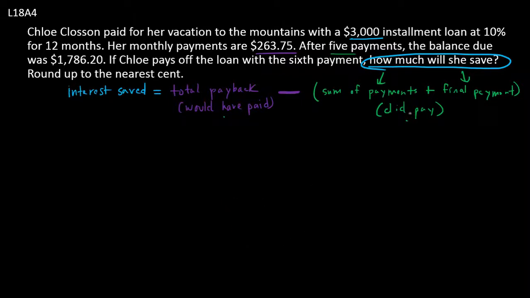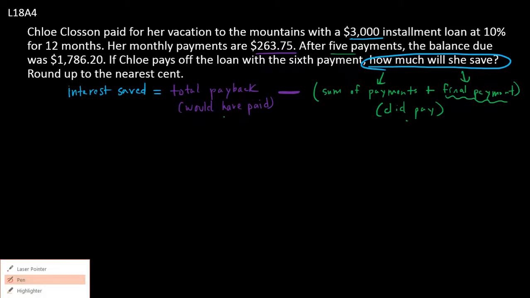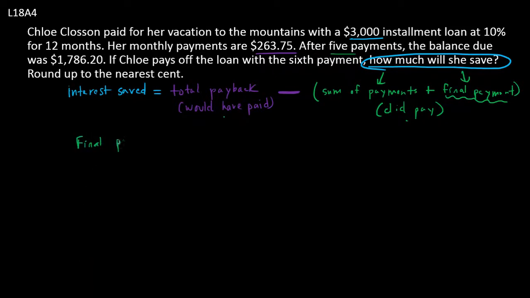Now, to be able to get to this, we need to know what her final payment was, just like in the last problem. Okay, so let's start there. We don't have to start there, but I think it's a good place to get going on this one. So what is her final payment going to be?